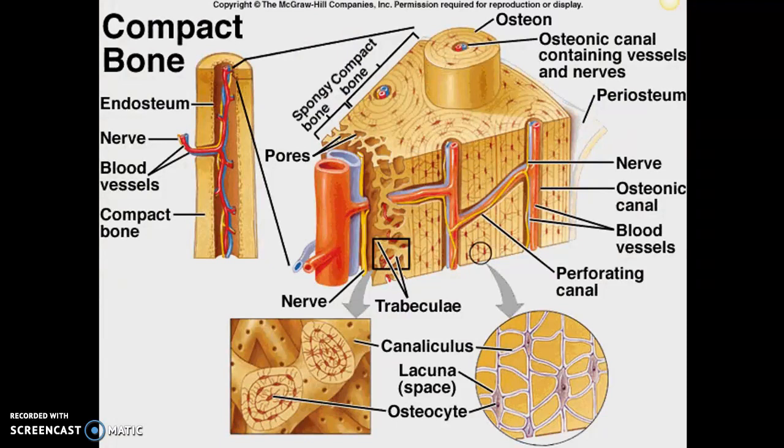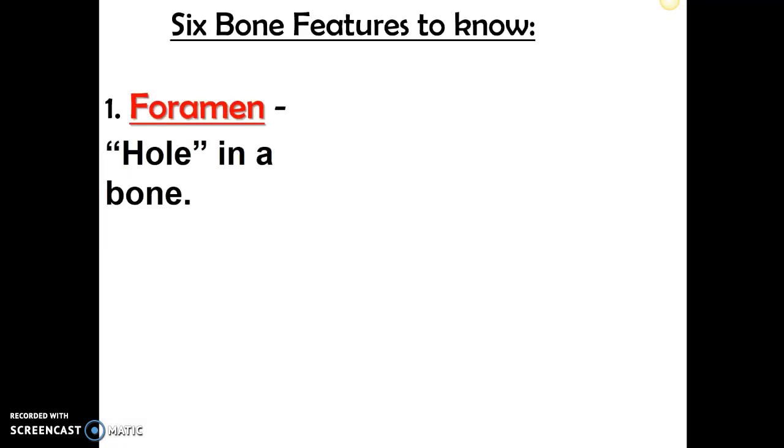All right, a review, nice picture review. I like this. You can pause this and look at them all. It's all labeled for you. Now this is the last part of chapter 6, or the part I call skeletal system part 1. Bone features.